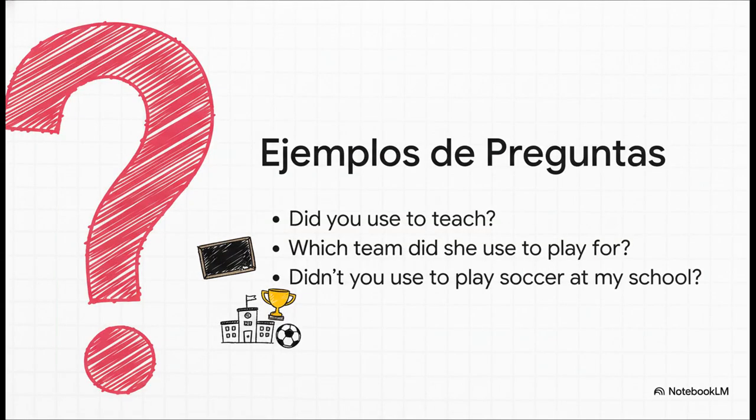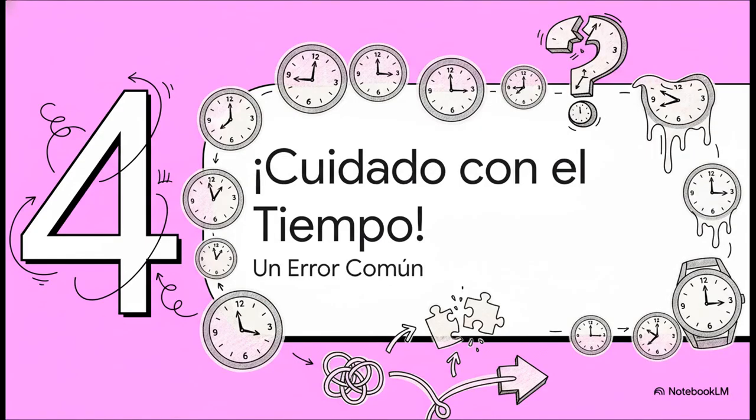Now, what's interesting here is how it shows the flexibility of the structure. It works for yes or no questions, for which questions like which or what, and even for negative questions, which we often use to show surprise or to confirm something we thought we knew. Let's move on to the most important rule and the most common mistake people make with used to. Understanding this will really set you apart.